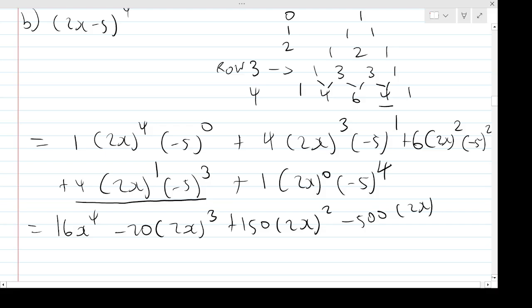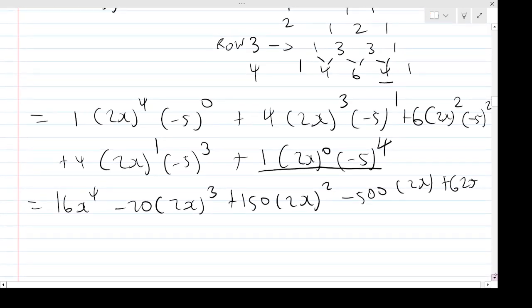Then lastly we have this term at the end. Now 2x to the 0 will be 1 again. So effectively we just got minus 5 to the 4. Put that in the calculator, we get plus 625. So then we just simplify any remaining brackets.